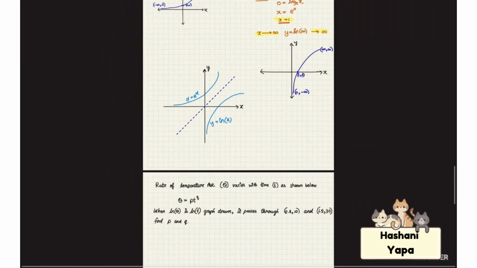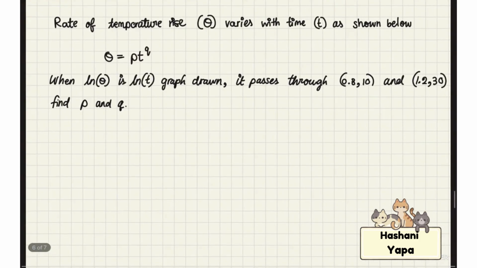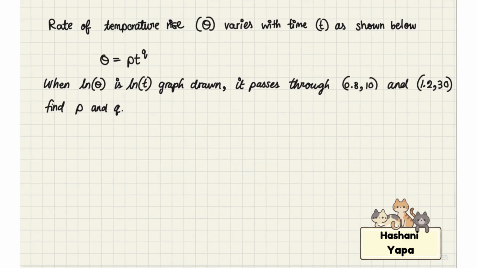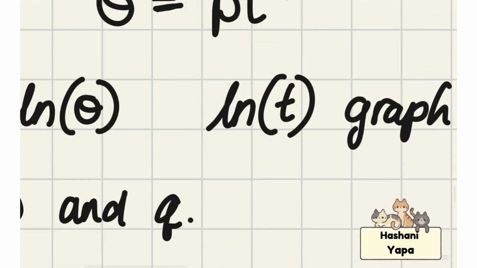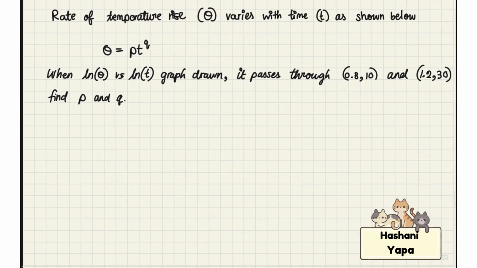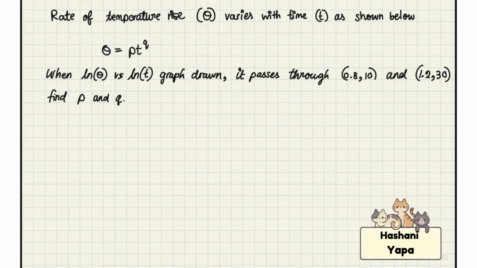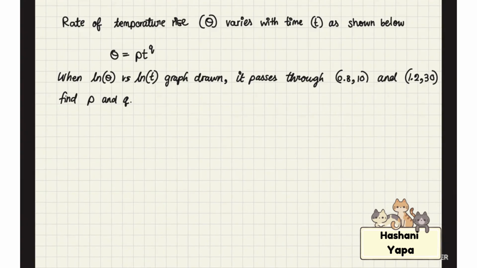So let's go to a question. Rate of temperature rise theta varies with the time t as shown below. Theta equals p t to the power q. When the ln theta versus ln t graph is drawn, it passes through (0.8, 10) and (1.2, 30). Find p and q. So you need to find p and q.